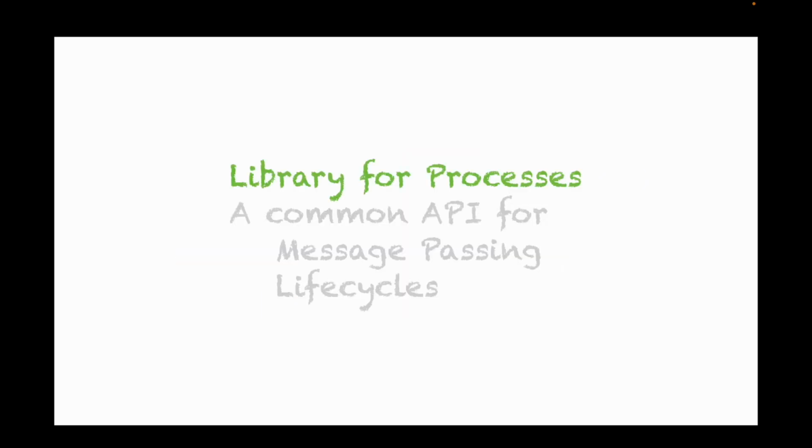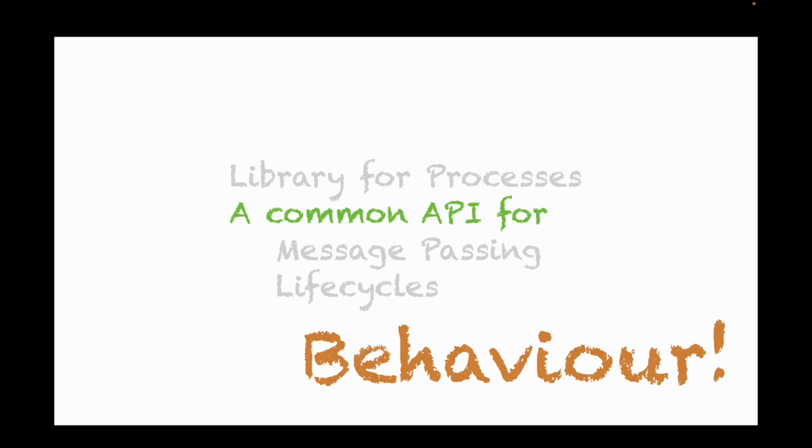Specifically, we're going to talk about the concept of a behavior. So what is OTP? OTP is a library for managing processes. It has a common API for dealing with message passing and lifecycles, and that is it. I want to focus on this little piece that says it's a common API. What that means is we're going to be talking about the concept of a behavior. Think about a behavior as nothing more than a plugin for Elixir. So how do I specify the API? Well, we'll do that next.